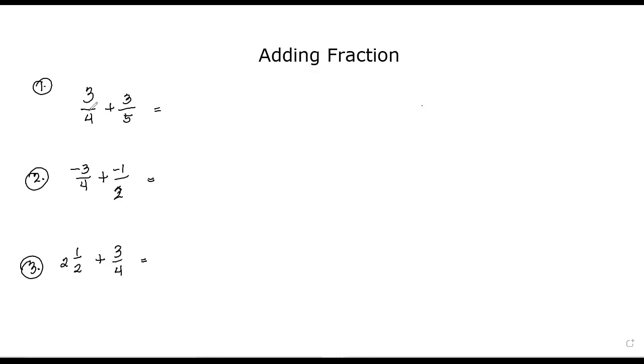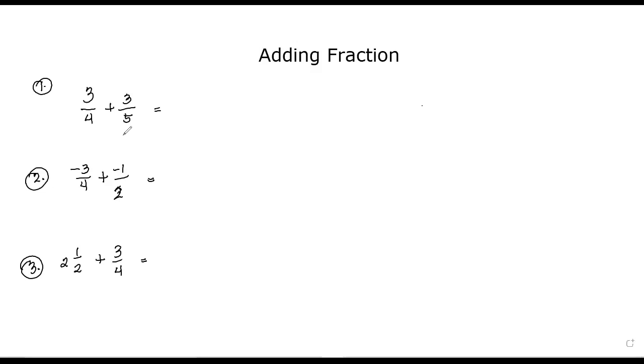So in our example number 1, we have 3 over 4 plus 3 over 5. As you can see, we have two different denominators, so they are not the same to each other. Our goal here, or the first thing that we need to consider, is to make them similar. Dapat po, the denominator must be the same. Okay, paulit-ulit si teacher. So how are we going to do that?